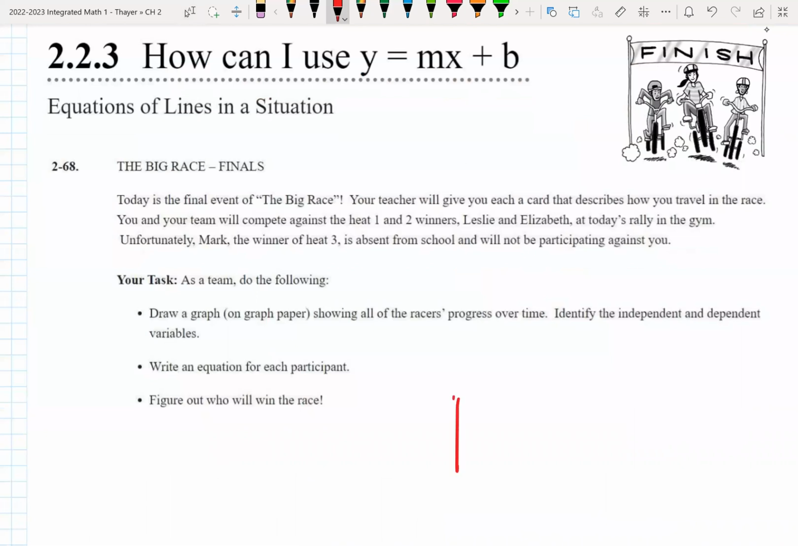Okay, we are at page 83 right now. So you should have your notebooks open on your desk and your textbook. And we're going to do a quick preview of this single exercise today, and then we'll start it together. This is the big race finals. Today's the final event. Your teacher will give you a card, which will describe how you travel in the race.